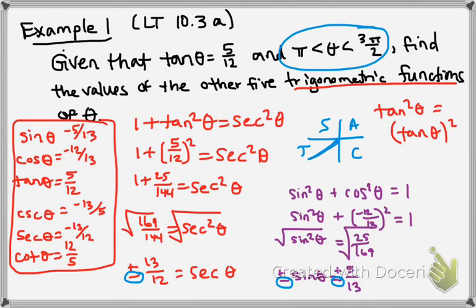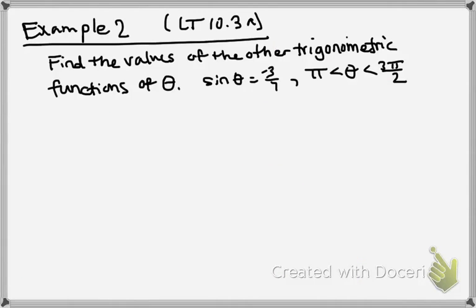Now keep in mind, they didn't ask for the tangent, but I like to go ahead and just put it in that list anyways, because then it helps me remember that the cotangent is the reciprocal. Okay, so let's now look at one more example of using our trig identities to solve for our trigonometric functions.